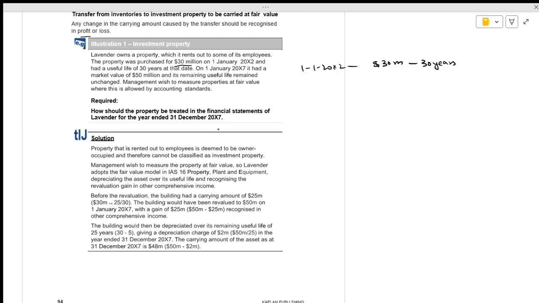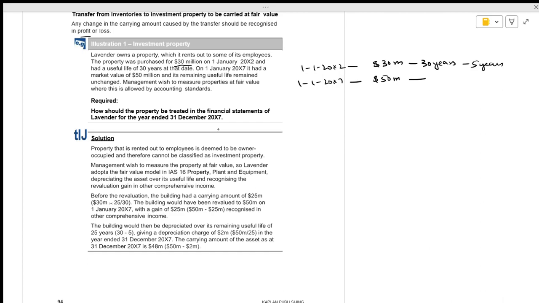And on 1st of January 2007, what is the market value? The market value is 50 million, and the remaining useful life is unchanged. See, 2002, 3, 4, 5, 6. How many years are there? 5 years. That's what they have done, very simply. For property that is rented out to employees, the useful life remains unchanged.